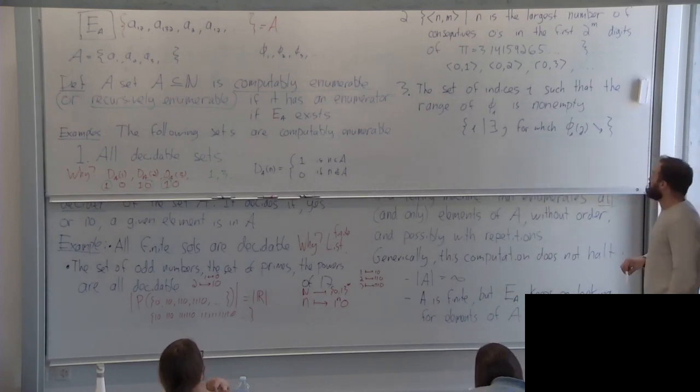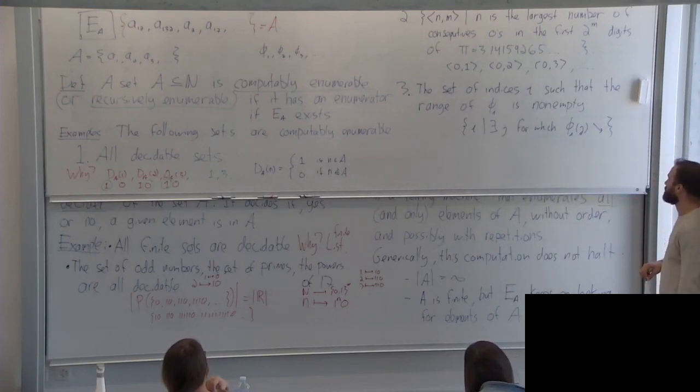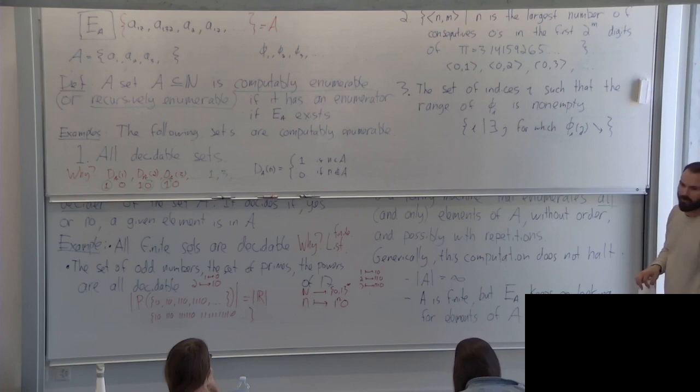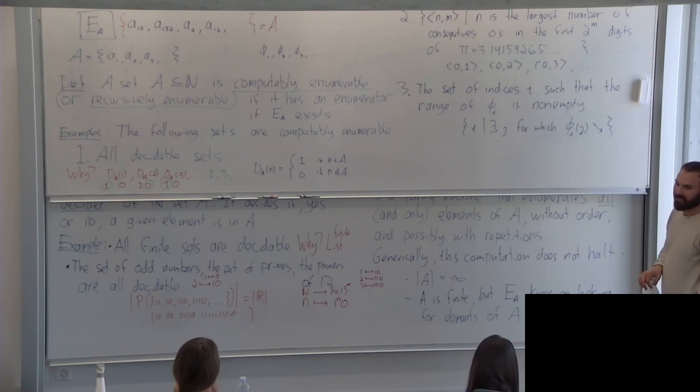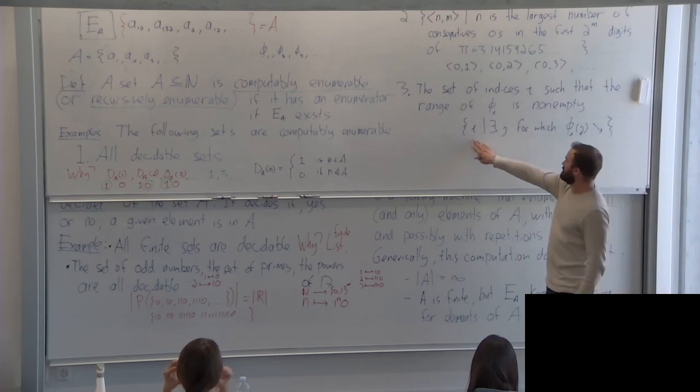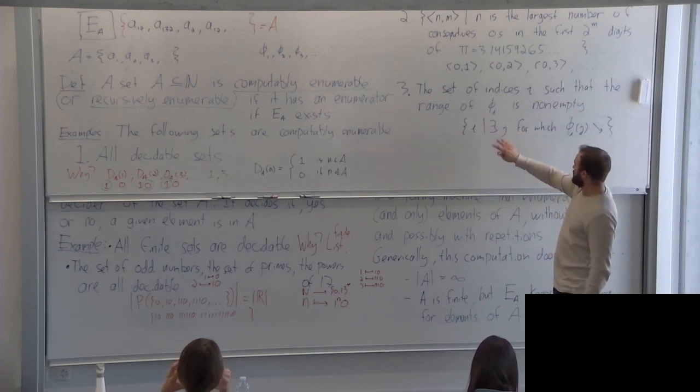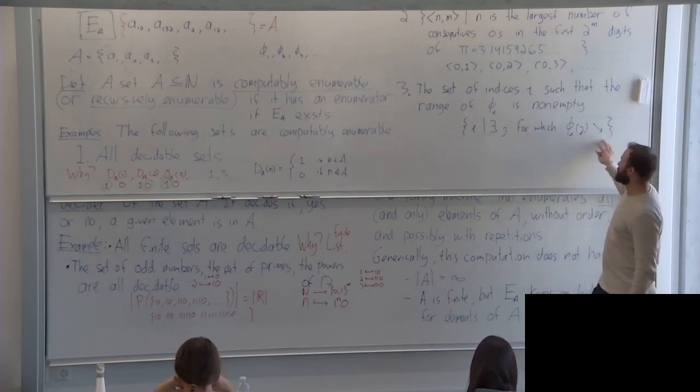So I claim that this set is computably enumerable. For those who have never seen a course like this before, it's a tricky trick, and I would like to let you think about it a little bit. How can I enumerate all those i's such that there exists a j for which phi i of j halts?